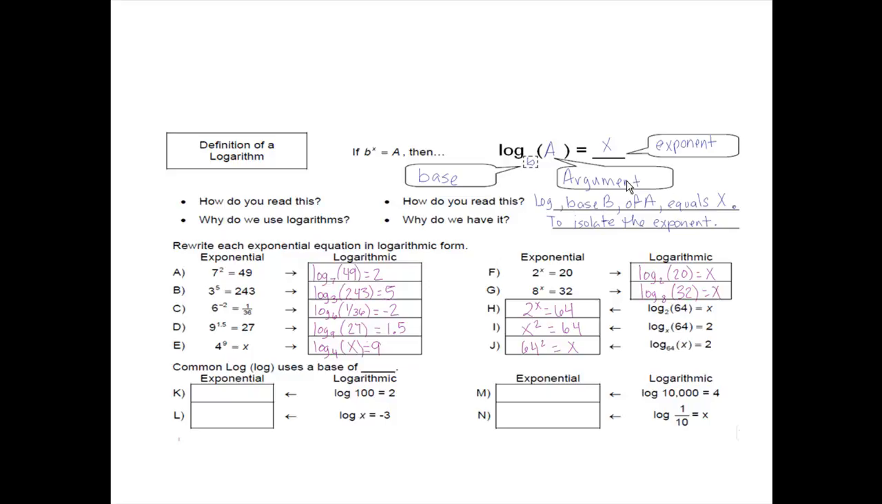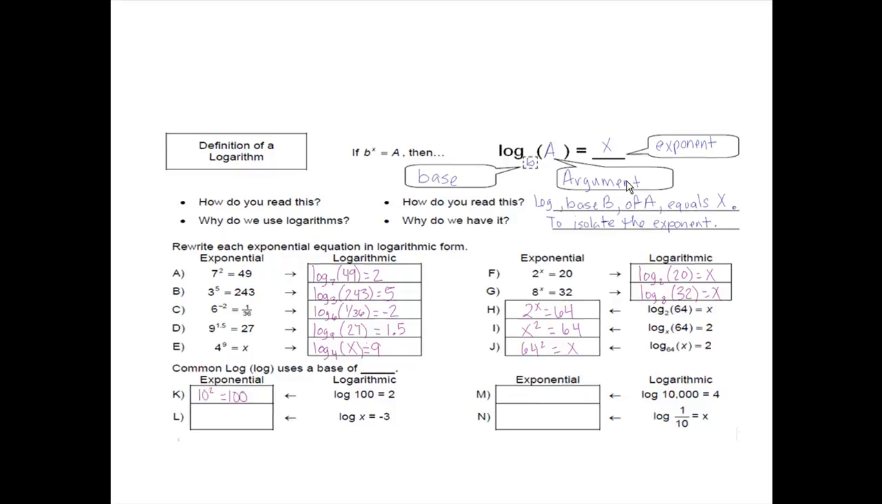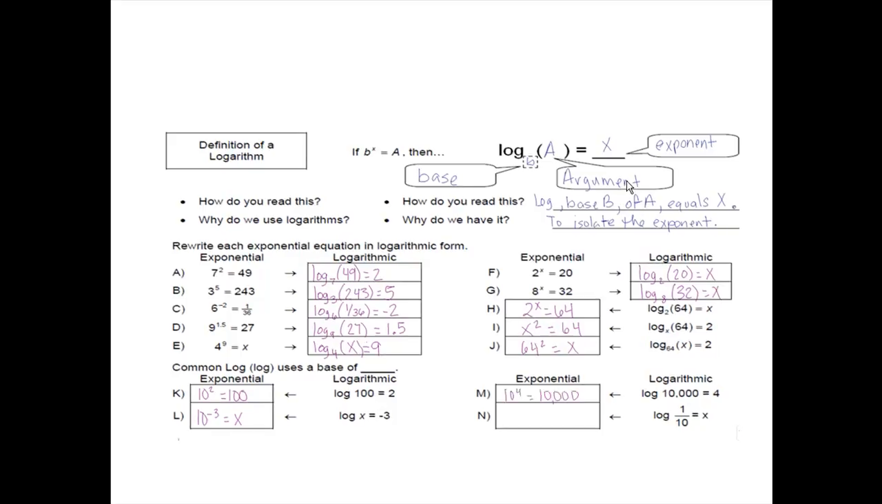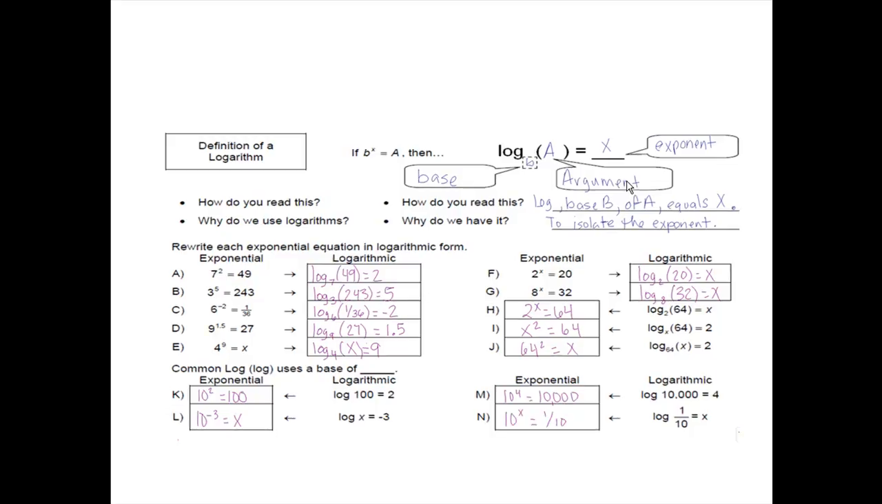Now, on K through N, these all have the common base of 10. When the base is not given, it is understood to be a 10. So the first one is just base 10 squared equals 100. Now L would be base 10 to the negative 3 equals x. And M would be 10 to the fourth power equals 2000. And N would be 10 to the x power equals 1/10.